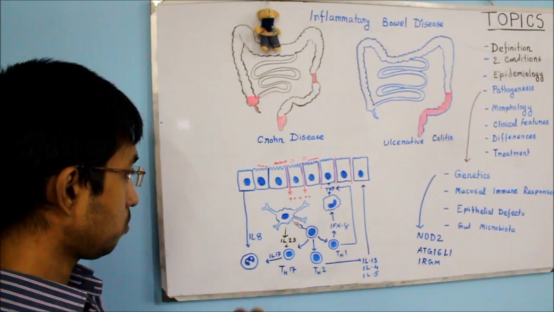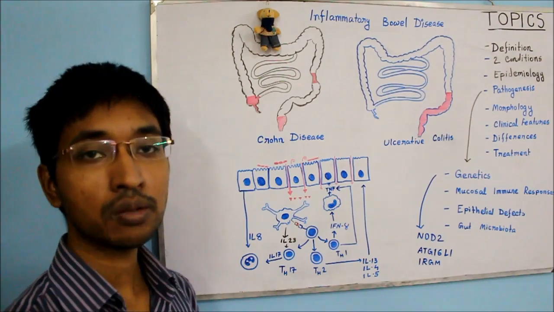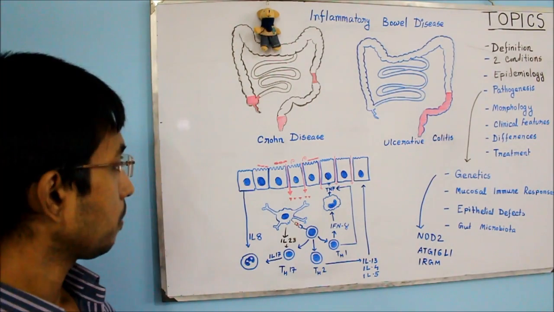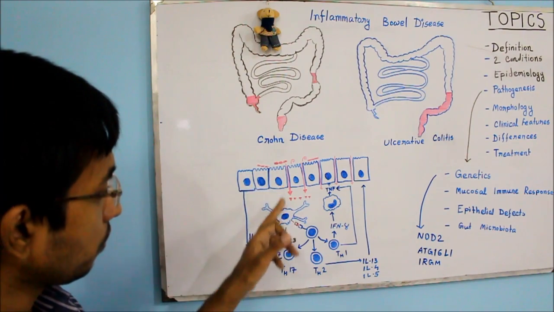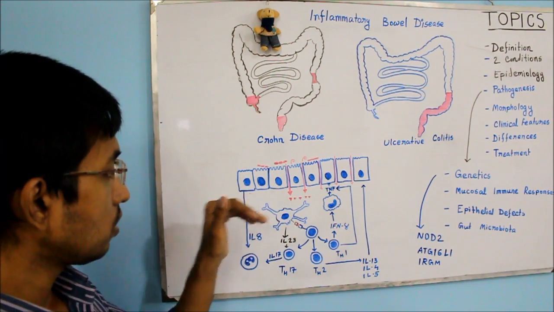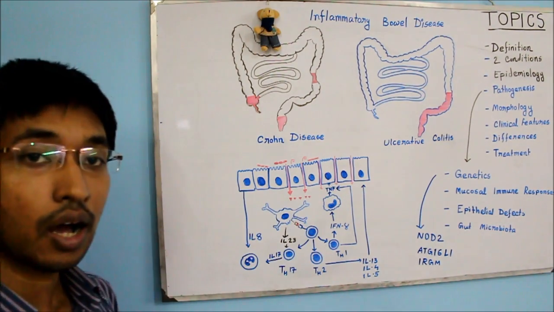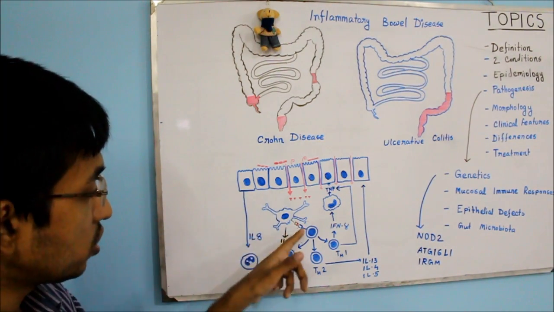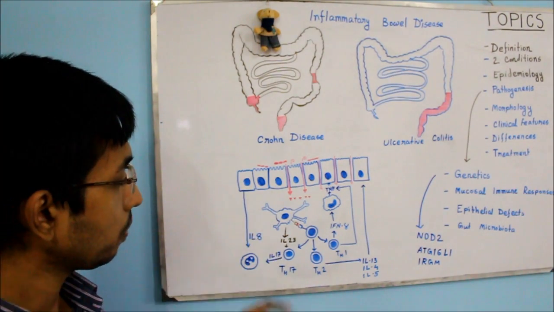So we are denoting that there are a lot of bacteria on the luminal side, and bacterial components are getting inside the gut wall, and these components are taken up by the antigen presenting cell, which in this case is a dendritic cell.